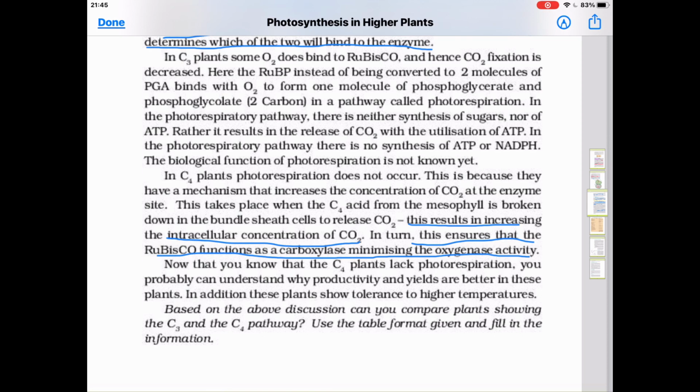So this is about photorespiration. I hope this is clear. Next we will continue. Thank you.